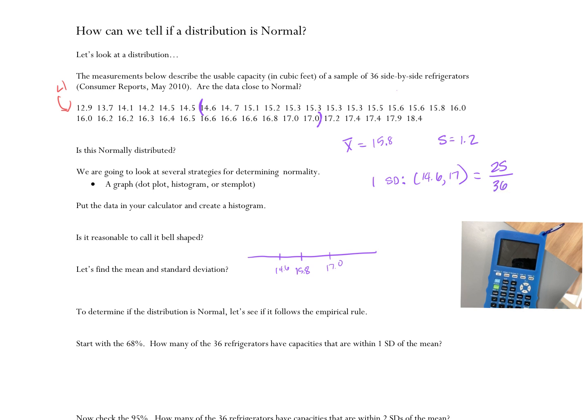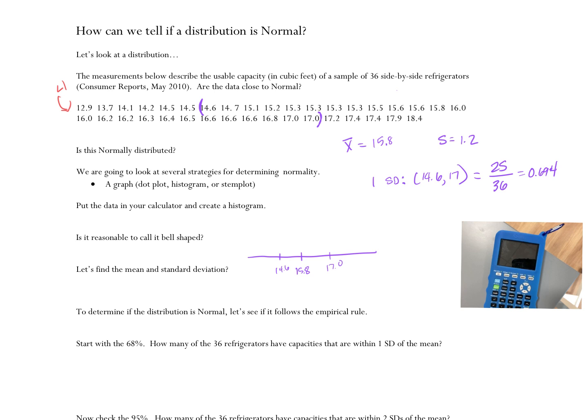36. So couldn't we determine what percent is actually within one standard deviation of the mean? Are you guys with me on how I'm getting here? What is 25 out of 36? 0.694. Is that pretty darn close to the 68%? I would say so. Sure. I'll allow it this time.